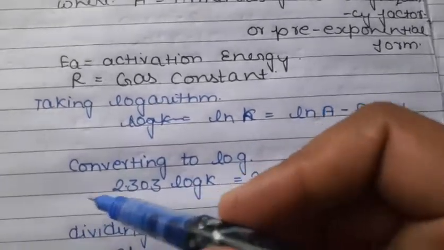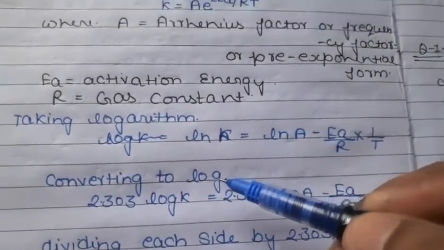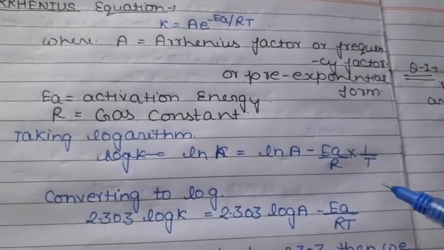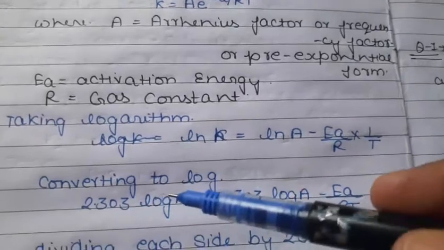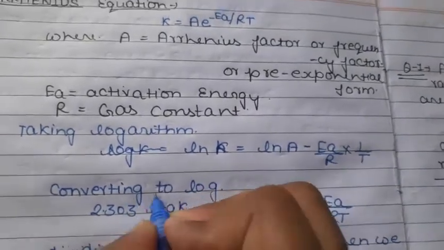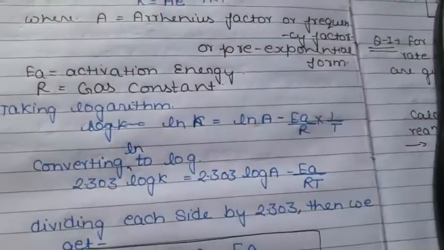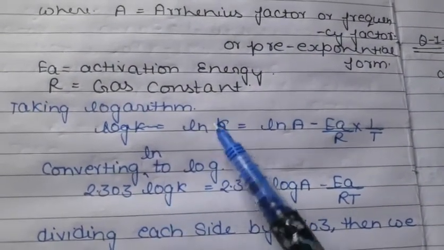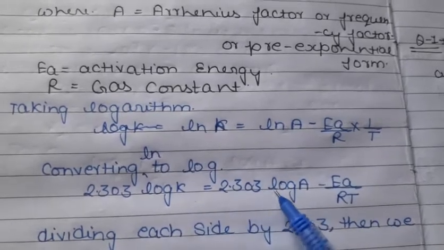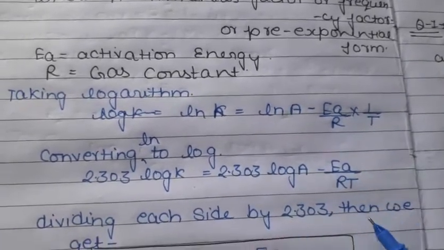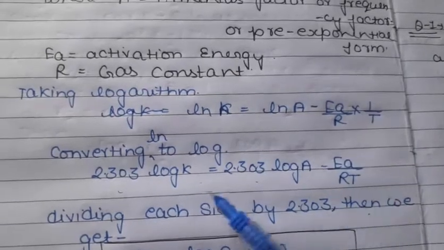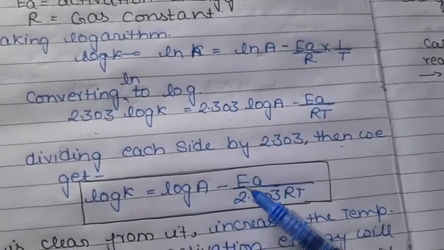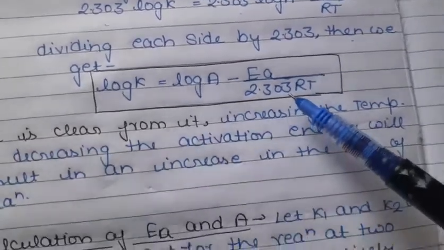Now students, taking the logarithm, you can see that ln k equals ln A minus Ea upon RT. Converting ln to log, we multiply by 2.303: 2.303 log k equals 2.303 log A minus Ea upon RT. Dividing each side by 2.303, we get log k equals log A minus Ea upon 2.303 RT.